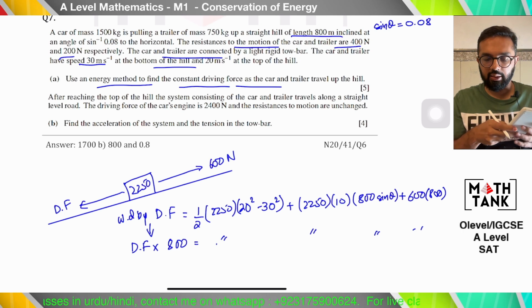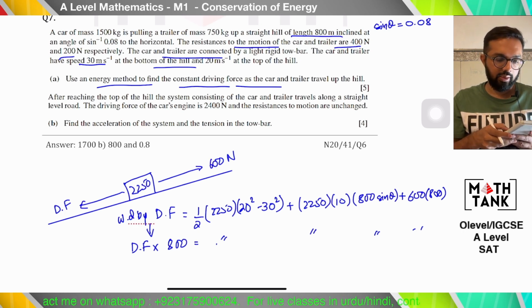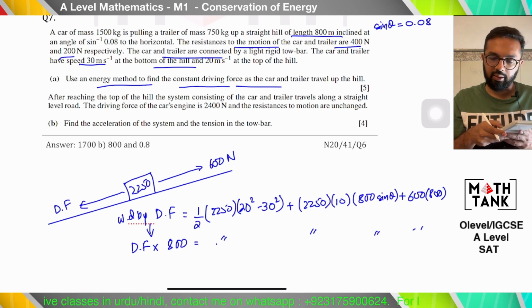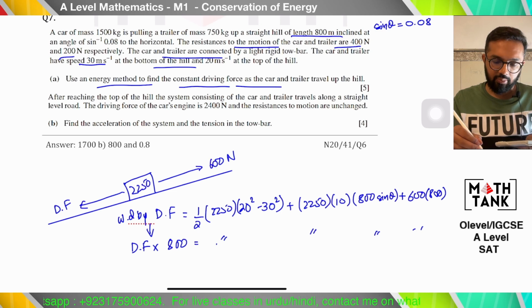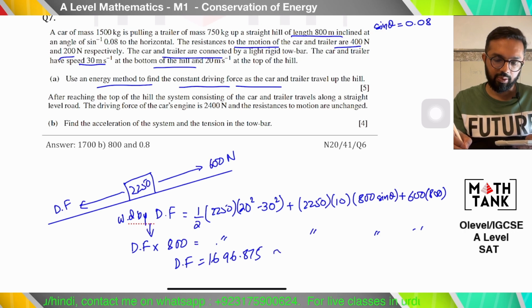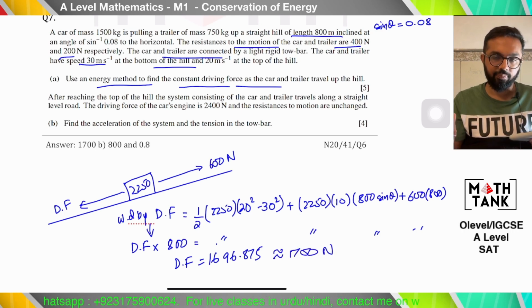Let's quickly find that. So x into 800 equals 20 squared minus 30 squared, plus 2250 into 10 into 800 into 0.08, plus 600 into 800. I am getting 1696.875, which is approximately equal to 1700 newtons.